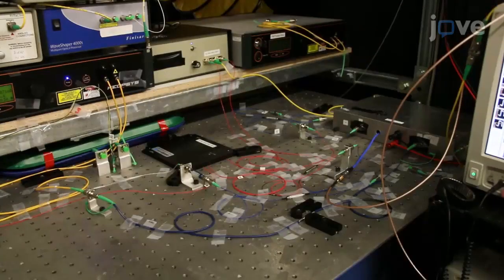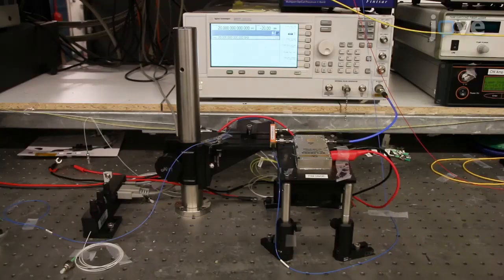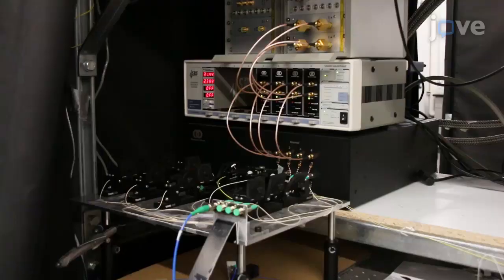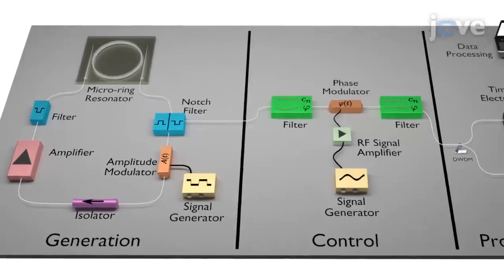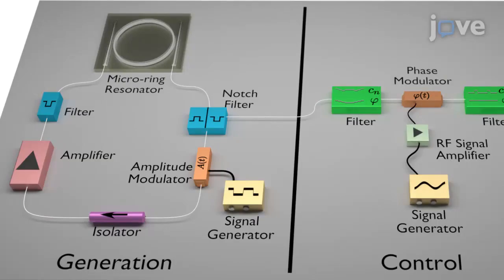Set up the components of the system on an optical table. The system has stages for generation, control, and processing. This depiction provides an overview. All elements are connected with polarization-maintaining optical fiber. For now, focus on the generation stage.